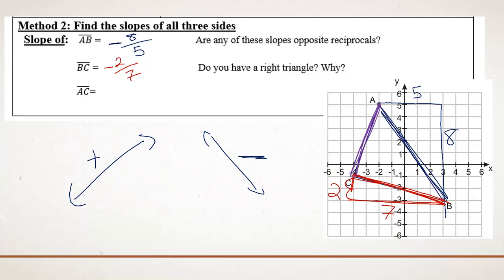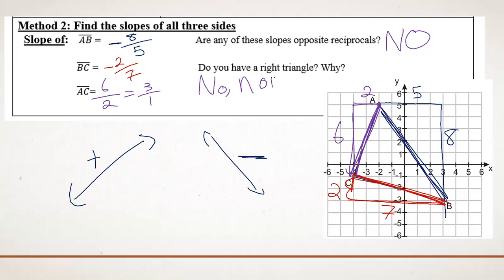Finally, we get a positive. AC is going up. It goes up 6 over 2. So vertical over horizontal, up 6, right 2, which is equal to 3 over 1. So then, are any of these slopes opposite reciprocals? And our answer is no. Some are opposite, but nothing is the reciprocal. So do you have a right triangle? No, and I want you to write none of the lines are perpendicular.